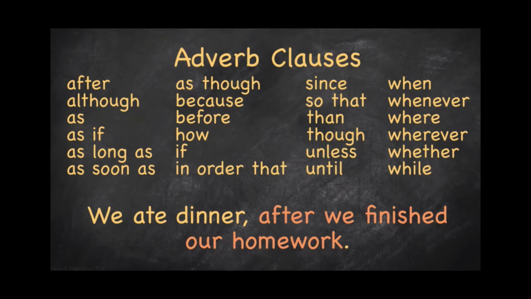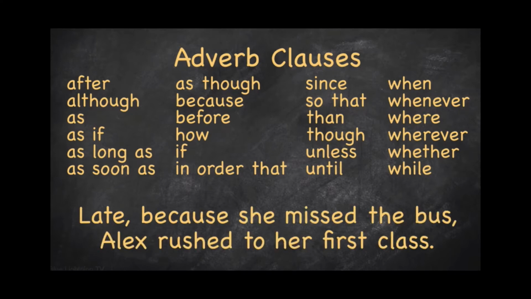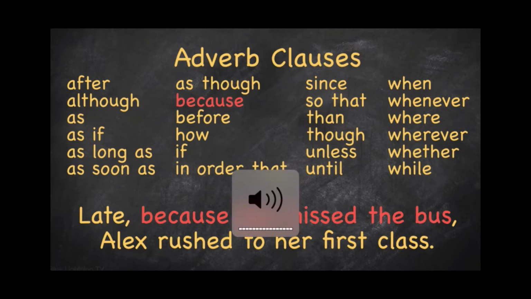After we finished our homework is an adverb clause because it has a subject and verb, begins with a subordinate conjunction after, and modifies a verb, telling when we ate. Late because she missed the bus, Alex rushed to her first class. Because she missed the bus is an adverb clause because it has a subject and verb, begins with a subordinating conjunction because, and modifies an adjective, giving a reason for being late.